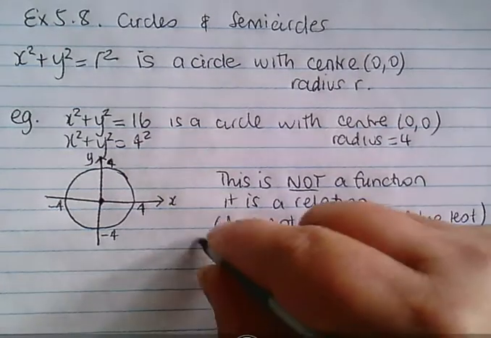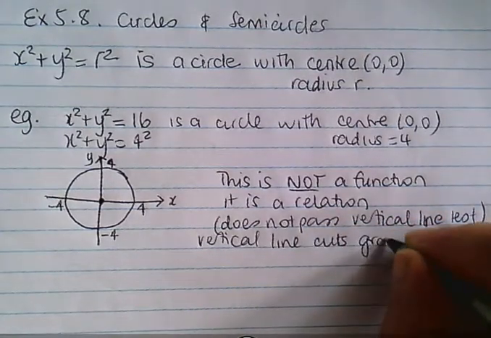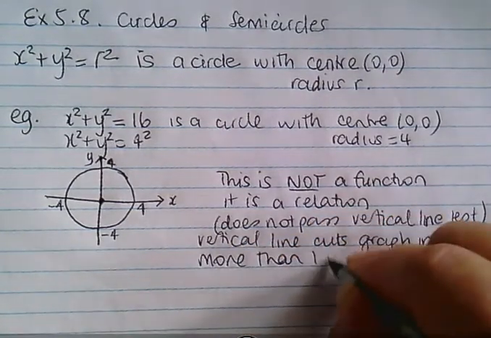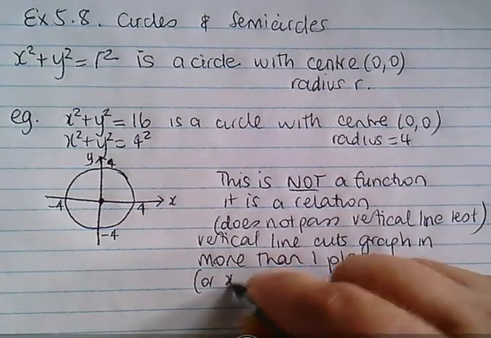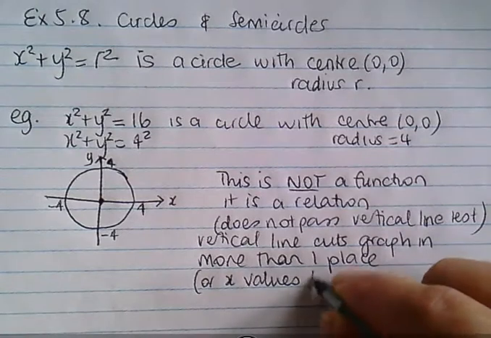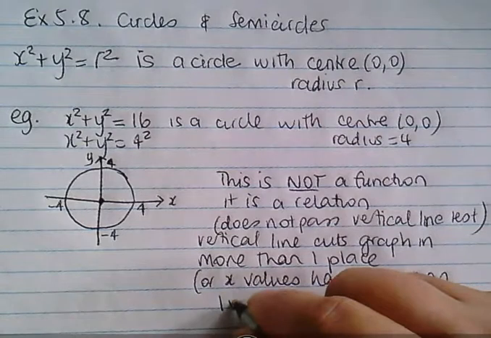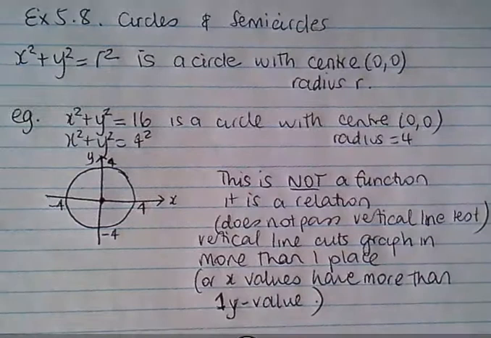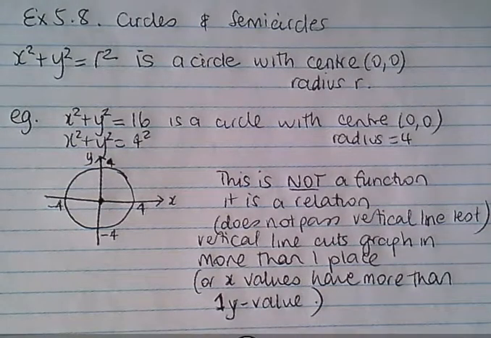In other words, a vertical line cuts the graph in more than one place. Or we could say some of the x values have more than one y value. So just about all the x values have more than one y value, except for x is 4 and negative 4. But every other x value has more than one y value.